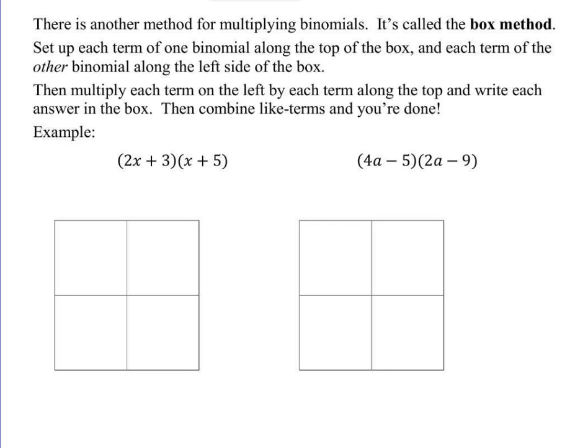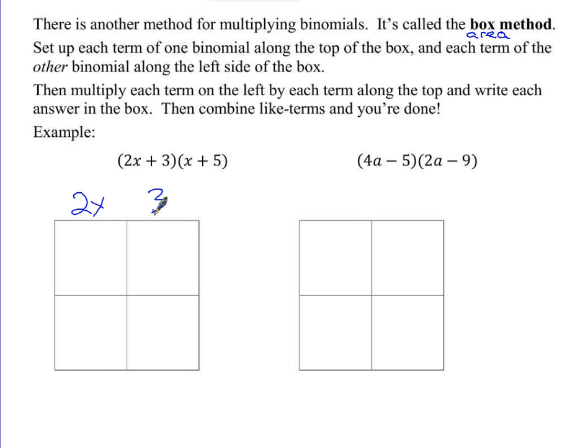This one's called, I call it the box method. It's actually called the area method. So I'll put a little area underneath the word box, because actually what you're doing is you are multiplying together side lengths of rectangles to make areas. I'll show you what I mean here in a minute. So set up each term of one binomial along the top of the box. Okay, so on this problem, here's one binomial. I'll put 2x here and 3 here.